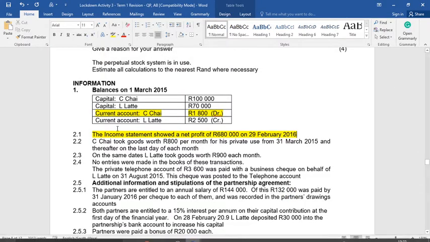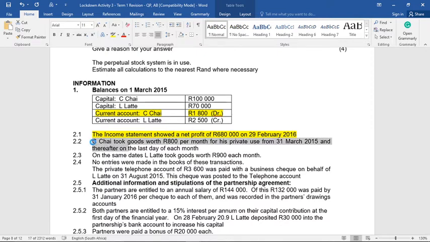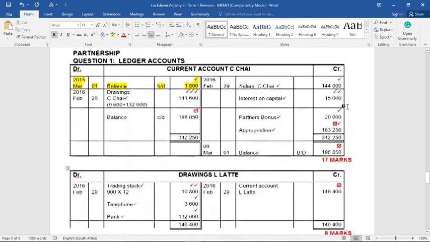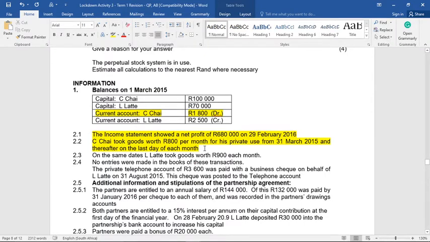Next piece of information, C Chai took goods worth 800 Rand per month for his private use from the 31st of March 2015, and thereafter on the last day of each month. So we can work out how much this person, C Chai, is taking out in the form of drawings. His drawings are going to take out his trading stock, and chances are later on, it's going to talk about his partner's drawings here for taking out money from his salary allowance. So initially, 800 Rand for his drawings is going to be a trading stock item, and he's going to take out 800 Rand a month for trading stock. The way they've worded it here is just telling you when exactly he's taking out the drawings.